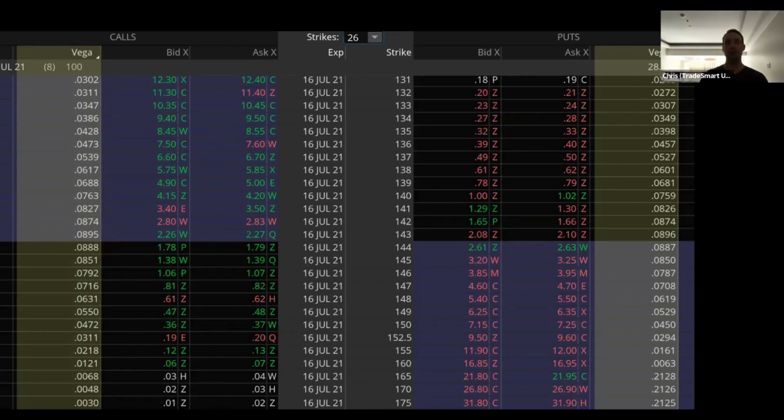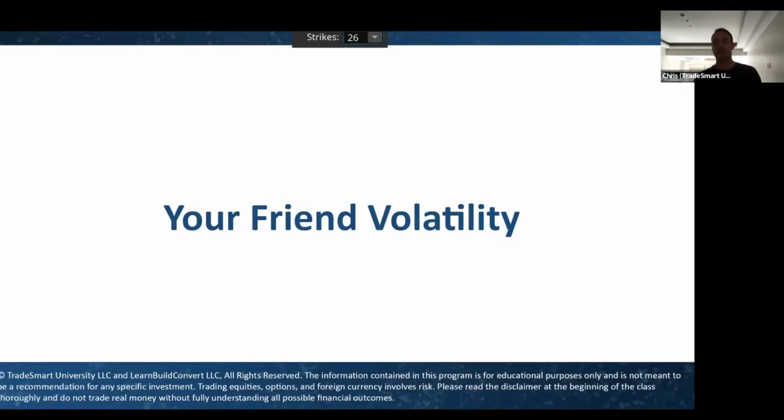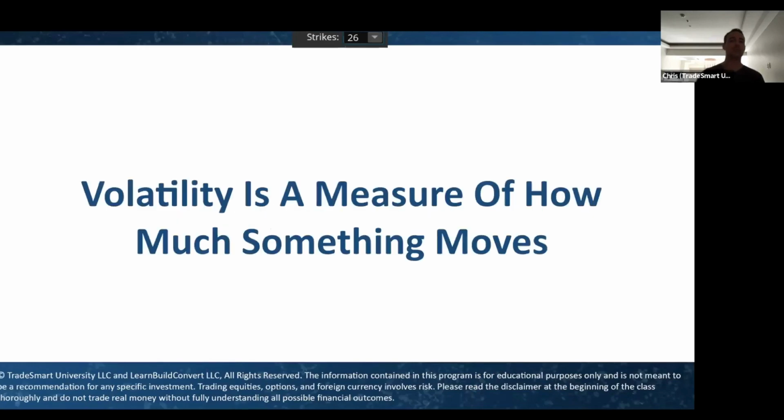Same thing true on puts. And notice that Vega is positive for puts as well. So put options will increase in value as implied volatility goes up, as will call options. So all options go up when volatility goes up. All options go down when volatility goes down. These are important things to understand because volatility changes quite a bit. Okay, so let's talk about it.